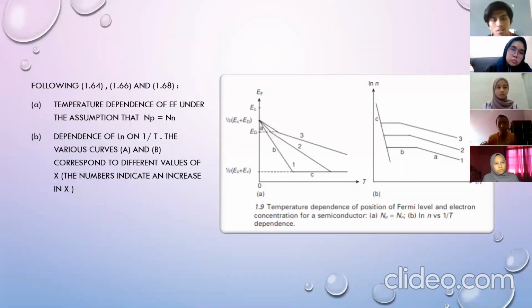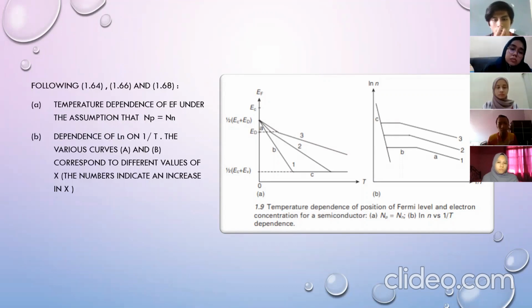Okay, so this is the summary of 3 examples that will affect the position of Fermi levels. For the first graph, which is graph A, the temperature dependence of the Fermi energy level under the assumption that Np equals Nn.